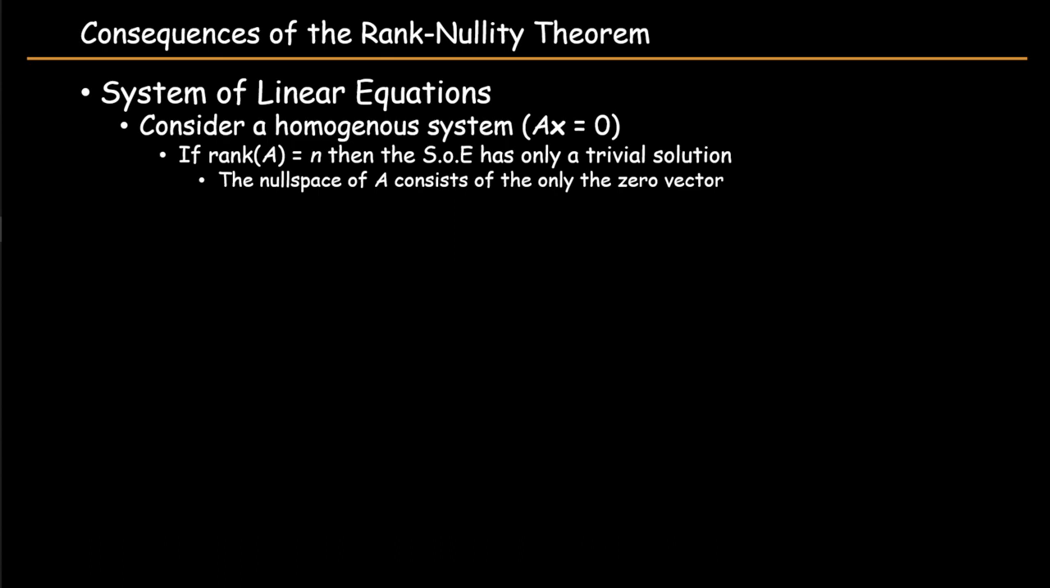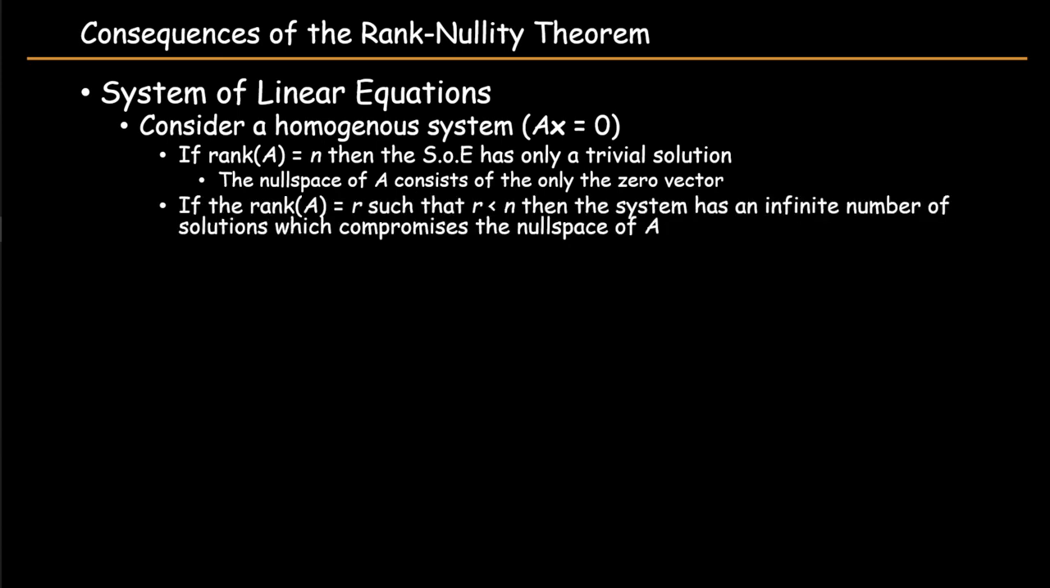That's all it means. So if the rank of A is equal to n, then the only solution there is the trivial one, where x is equal to 0. And then the null space of A consists only of the 0 vector. Now, if the rank of A is equal to r, such that r is less than n, which is the number of columns, the system has an infinite number of solutions, and it comprises the null space of A.